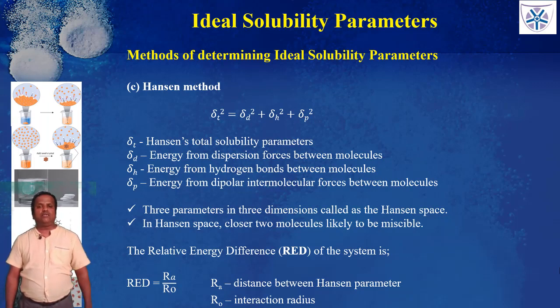Delta H is the energy from hydrogen bonds between molecules when solute molecules enter into the solvent. There are three possibilities of interactions. What are they?